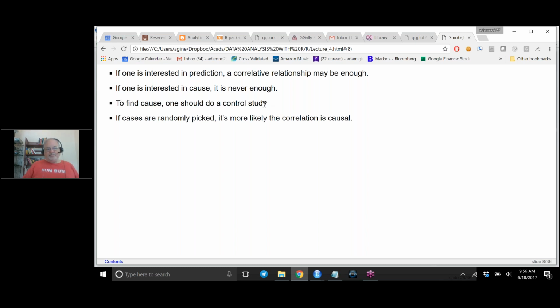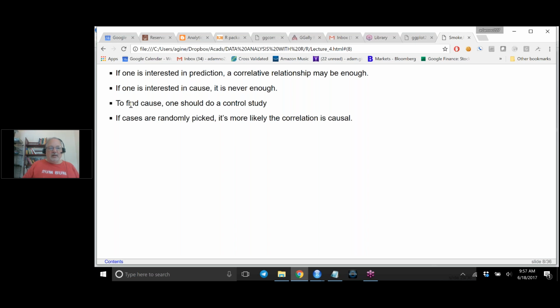And what does that mean? Well, let me just say that if cases are randomly picked and you find correlation, it's more likely to be causal because you weren't just given the data. So in the case of ice cream and polio, it's a simple example, but that's not a controlled study. In a controlled study, you would randomly pick 100 people, 50 of whom ate ice cream, 50 of whom didn't eat ice cream, and you would see if their polio rates differed from one another.